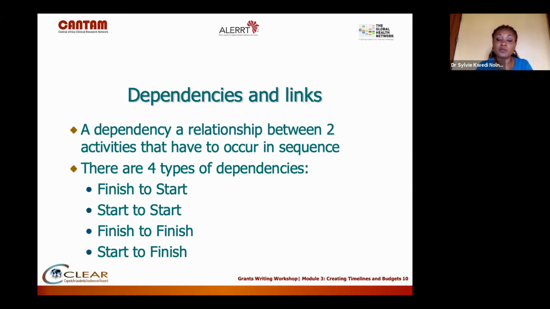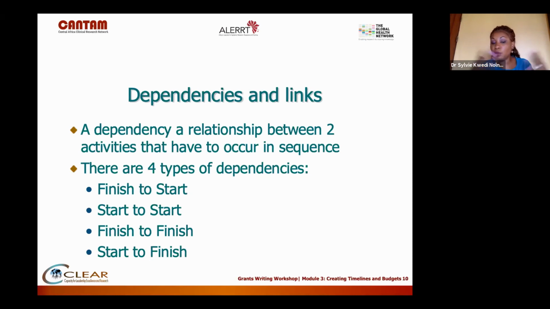Now, in terms of finish to finish relationship, that's when task A needs to finish at the same time as task B. They may start at different times, but they have to finish at the same time. An example is, if you have different parties that need to sign a contract, the contract cannot be executed until all parties have finished the signing of the contract. So that's finish to finish.